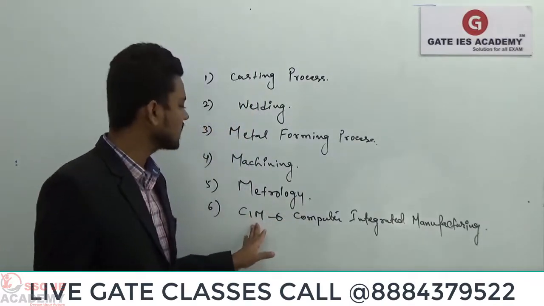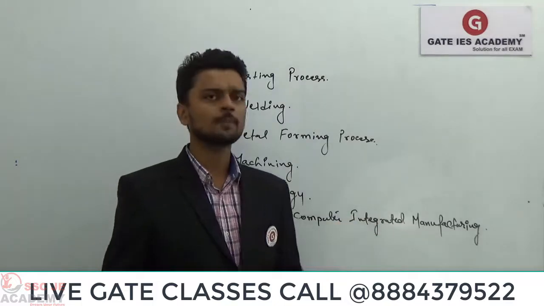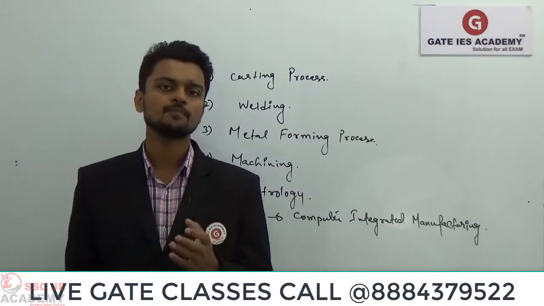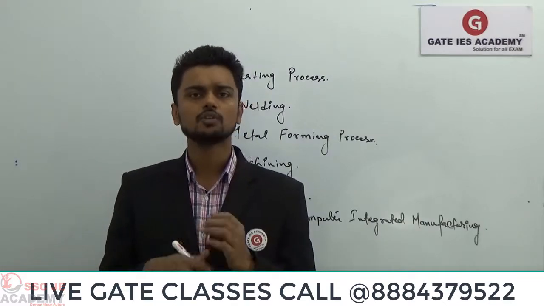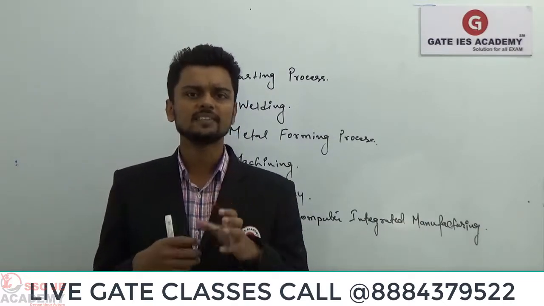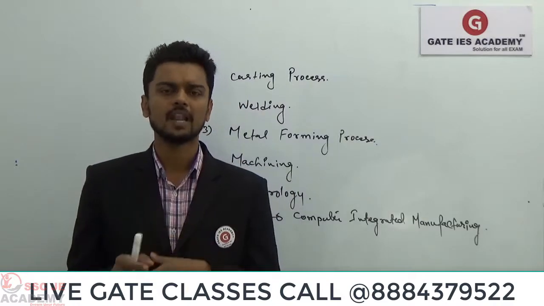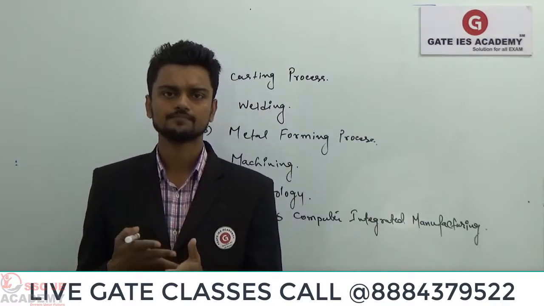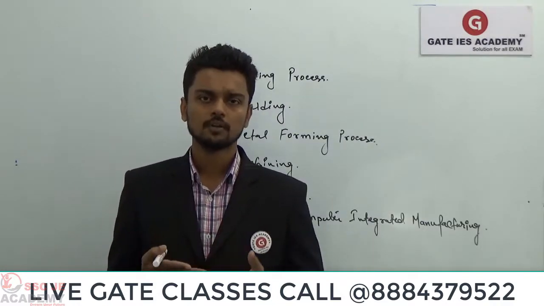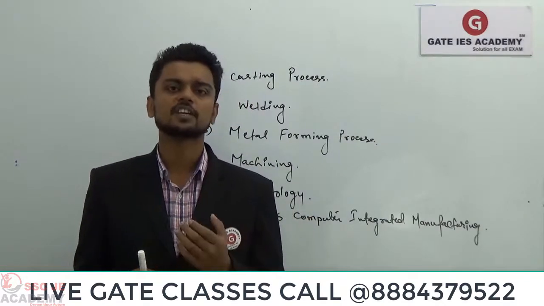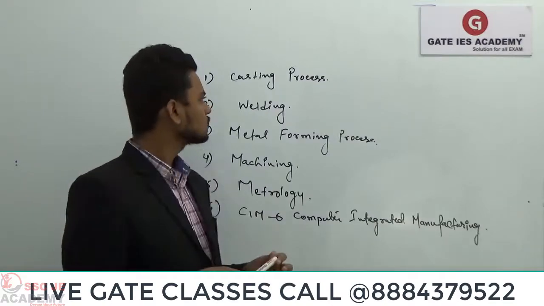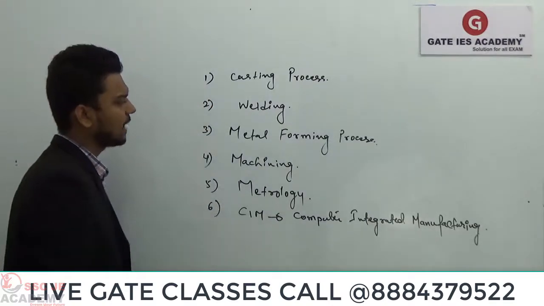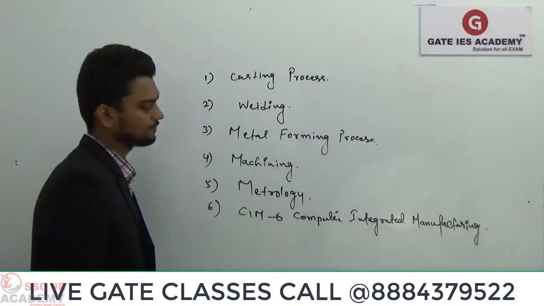Now in CIM, or computer integrated manufacturing, we'll discuss the NC machine, numerical control machine, and the CNC machine, and then how to do programming, how to write the program, and how to identify the codes, like G code and M code. Again in that we'll discuss the BLU, basic length unit. So these are the different topics that we have in manufacturing that we'll discuss.